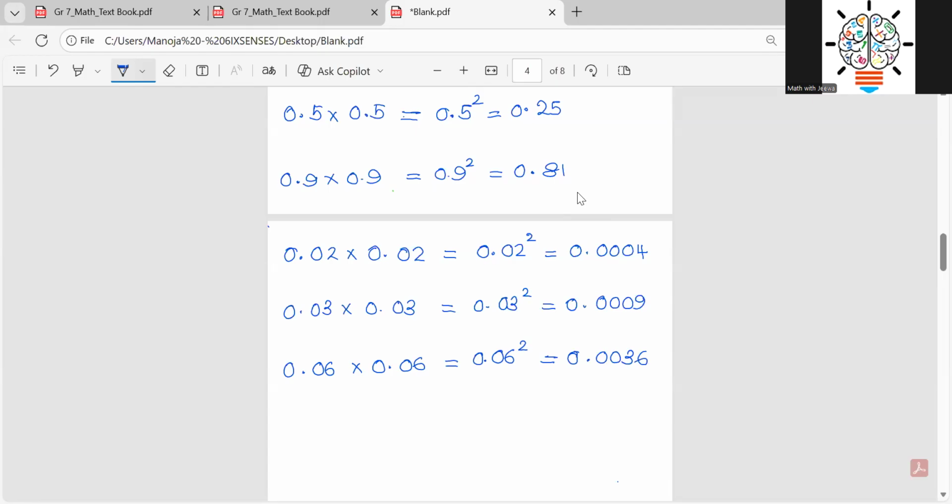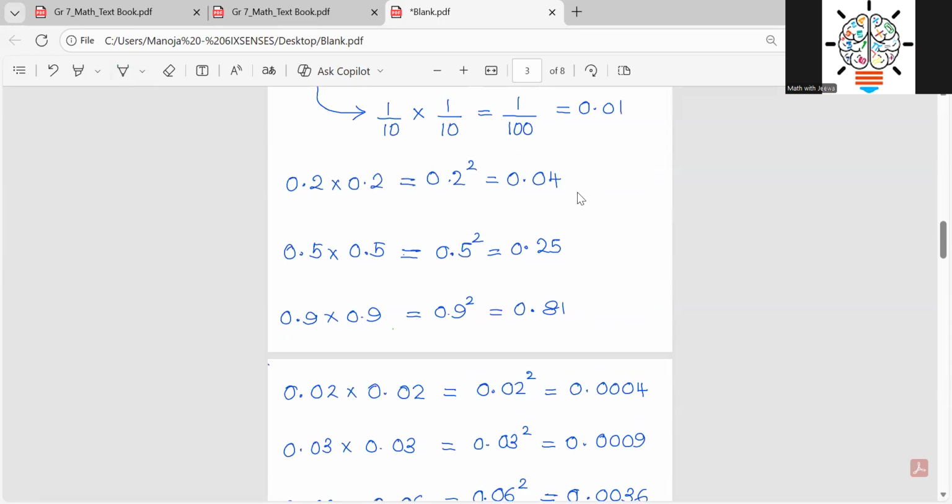0.0036. I'll take 0.09 multiplied by 0.09. That means 0.09 squared, and 9 times 9, 81. And I want to keep four decimal places, 0.0081. This is how you get the square values easily.